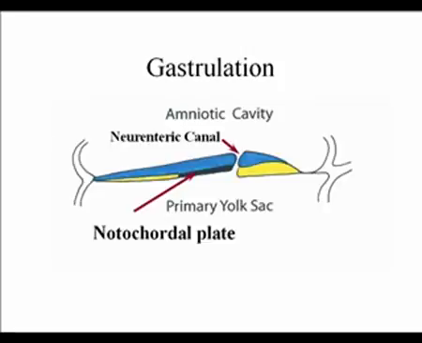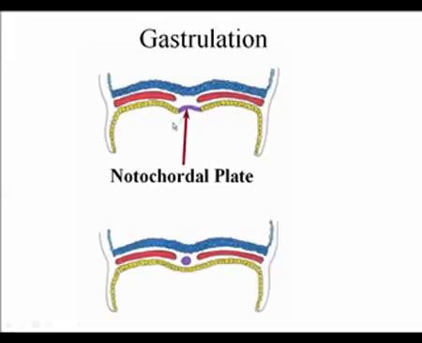The notochordal process will fuse with the endoderm to form a notochordal plate. When it does, a neuroenteric canal will connect for a short time the primary yolk sac to the amniotic cavity. That plate will then round up again and become the notochord, lying between the ectoderm and the endoderm, in between the mesoderm on both sides. This is a trilaminar embryo after gastrulation has occurred.